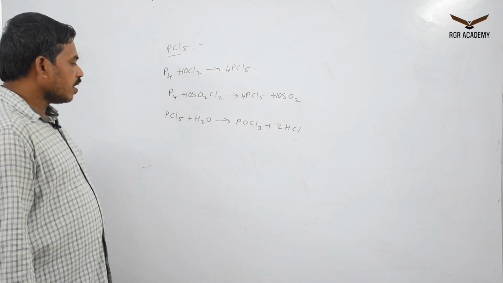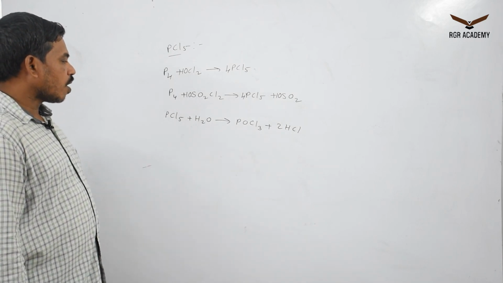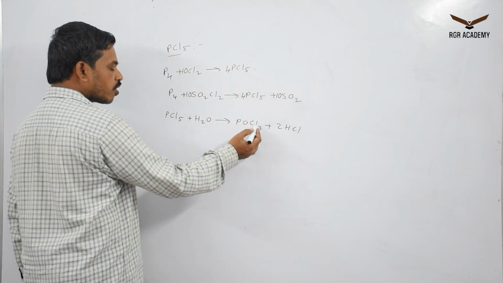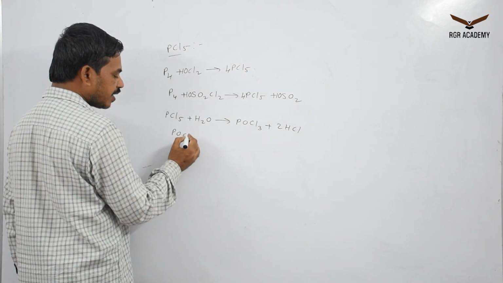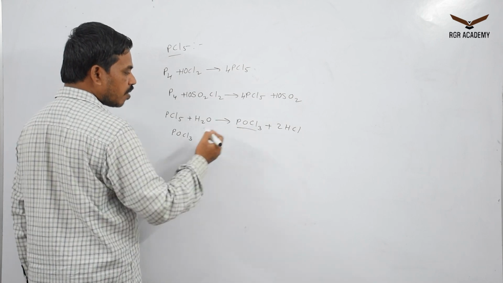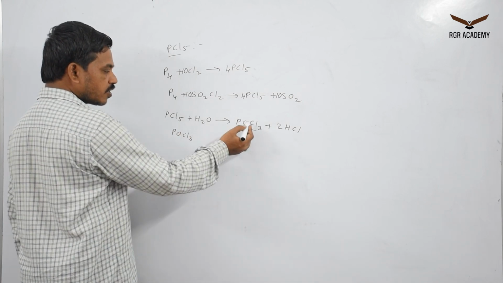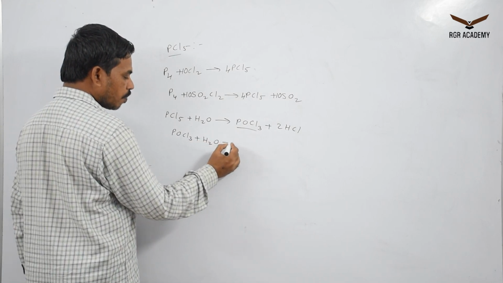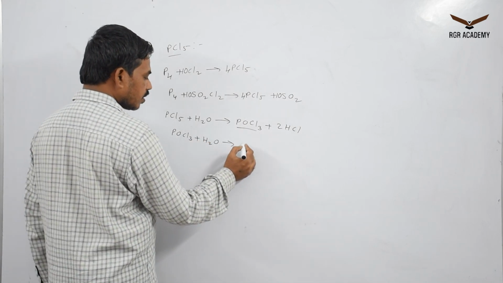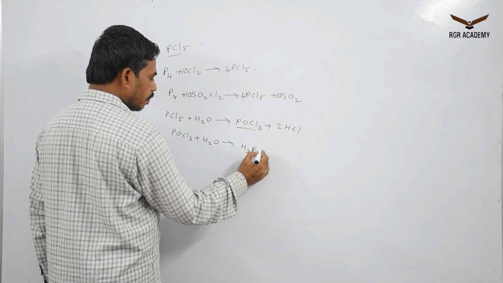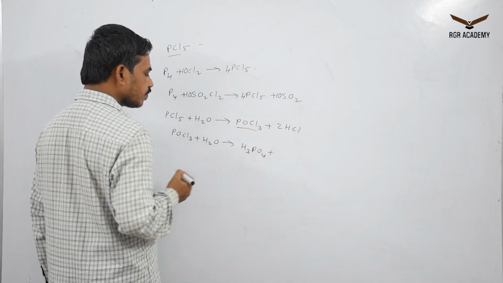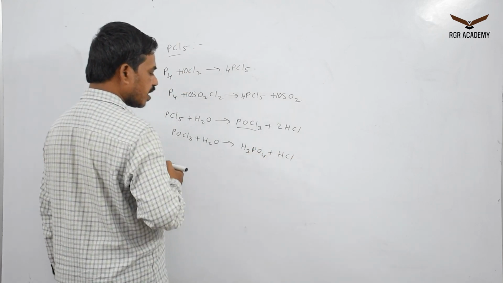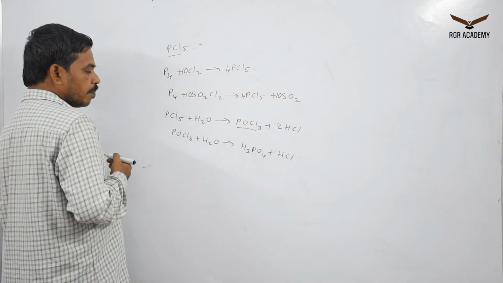Phosphorus pentachloride on hydrolysis forms phosphoryl chloride and HCl. Next, phosphoryl chloride, an intermediate compound, further on hydrolysis forms phosphoric acid, H3PO4, plus HCl, hydrogen chloride. Balance the equation.